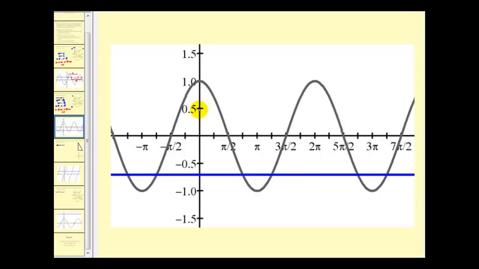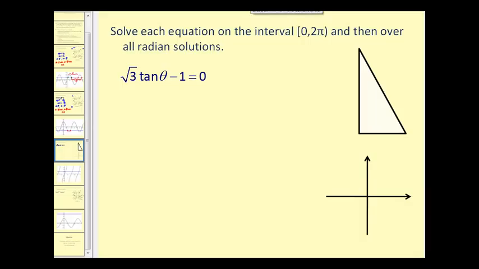Here's a graph of y equals cosine theta, and we have the graph of y equals negative square root 2 over 2. The solutions that we found on the interval from 0 to 2 pi were here and here, and these other solutions we see would be these values plus or minus multiples of 2 pi. Okay, let's take a look at an equation now that involves tangent theta.